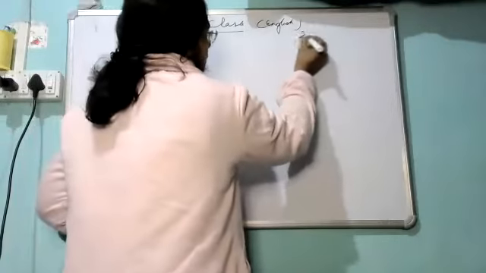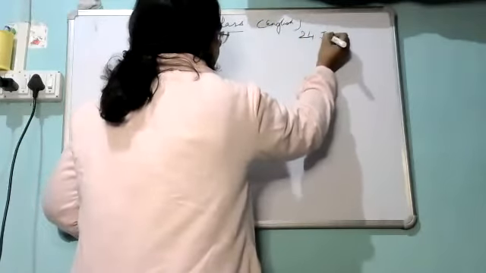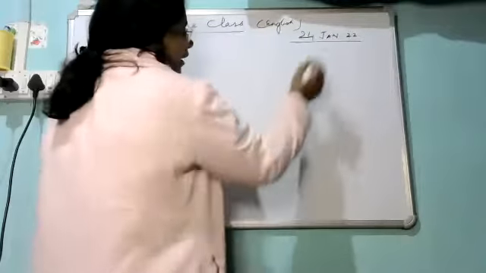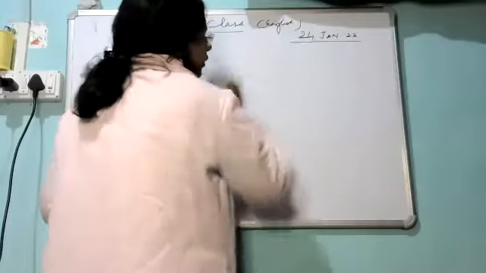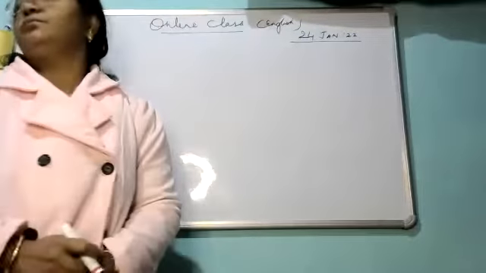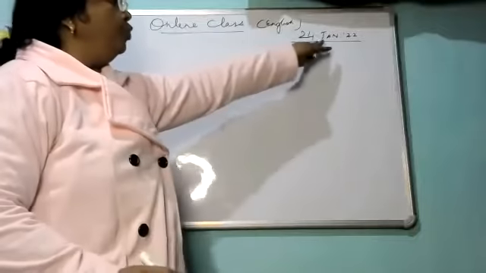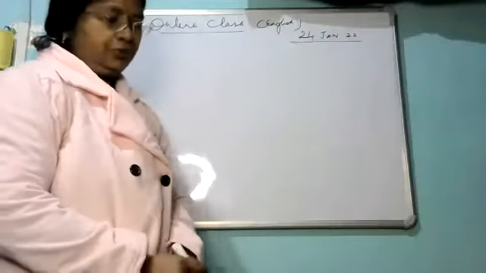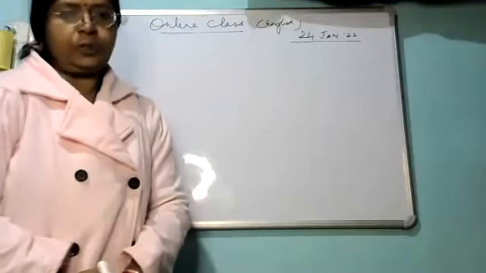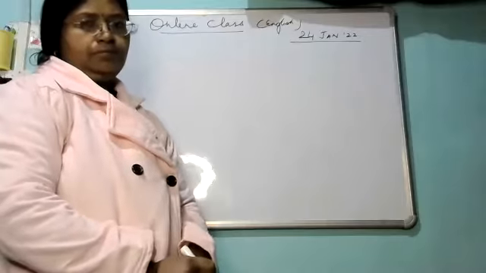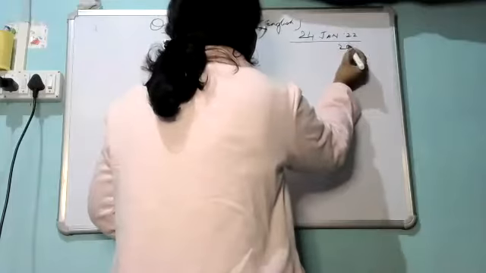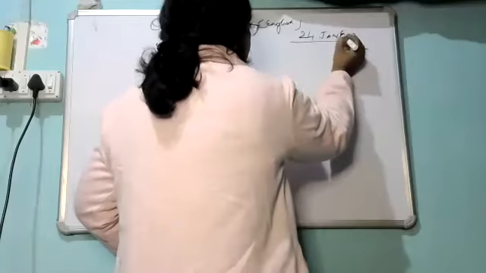What is the date? Today is 24 Jan 2022. Why did I put this mark over here? Can anyone tell me? 24 Jan. Then a mark is there. Then I had written 22. Can anyone explain to me what this is? Ma'am, January of 2022. Yeah, 2022. What is this mark called?